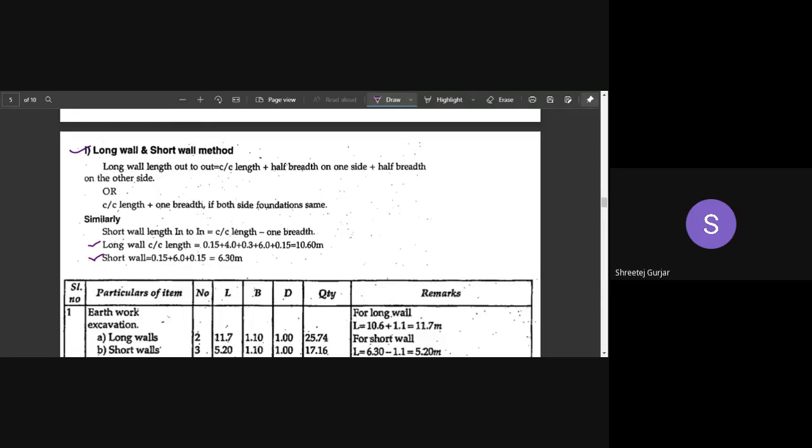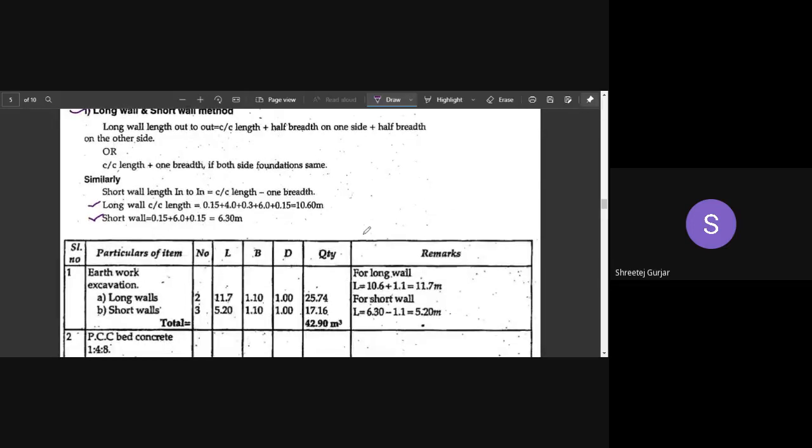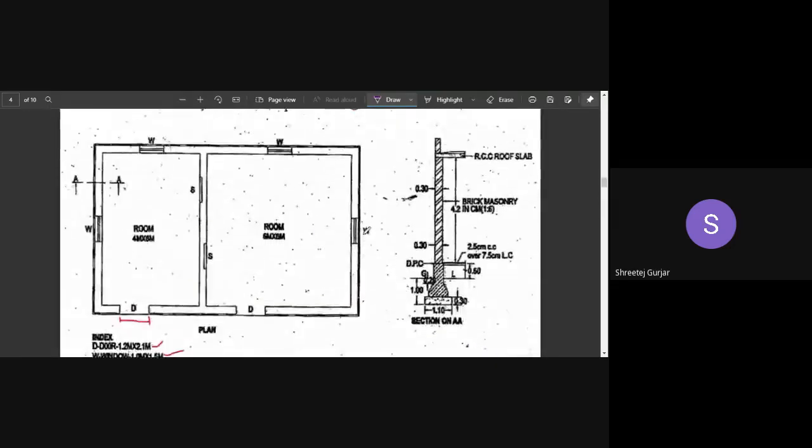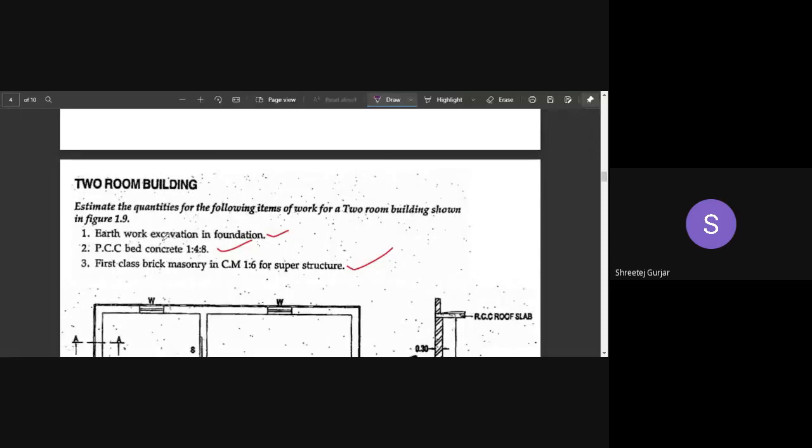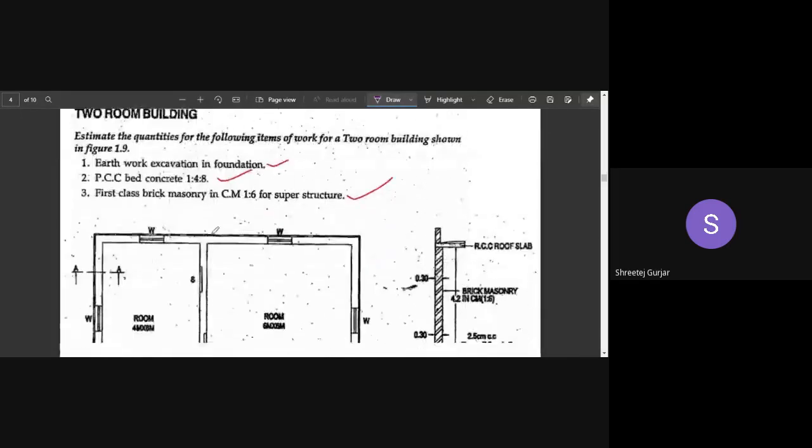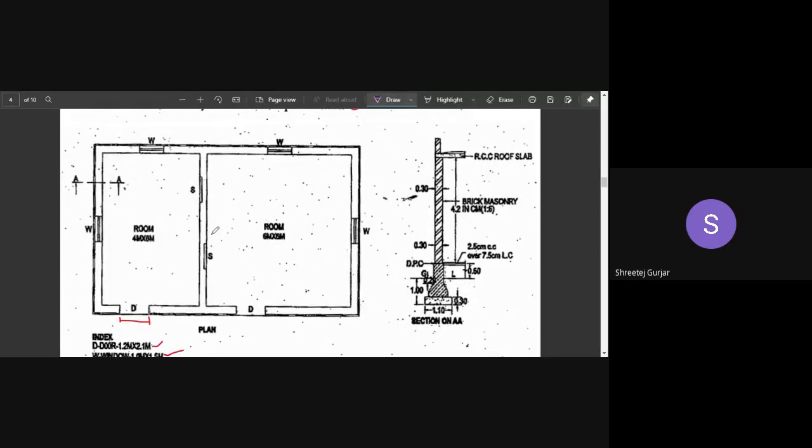Okay, so I hope everyone has understood this part of calculating the center line length. We will be moving on to the next part, that is calculation of your quantities of particular items of work. Okay, so the first item of work that they have asked us to calculate is your earthwork in excavation in foundation.